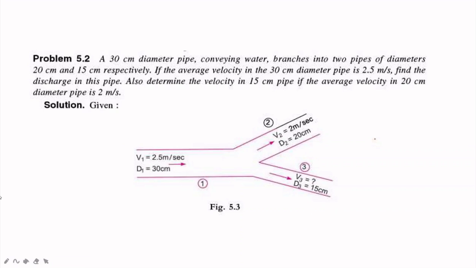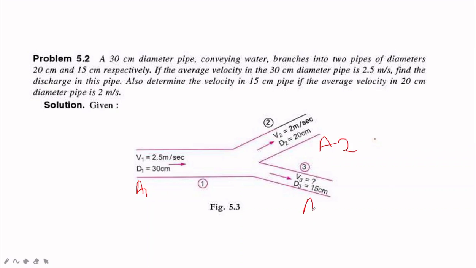So we'll do a general discussion here. What data do we know? D1 is 30 centimeter, 0.30 meter, V1 is 2.5 meter per second. V1 and D1 we know, so we can find A1. A1 is pi by 4 D square, that is D1 is 0.3 square. We'll calculate. Next, V2 and D2 we know, so we can find A2.